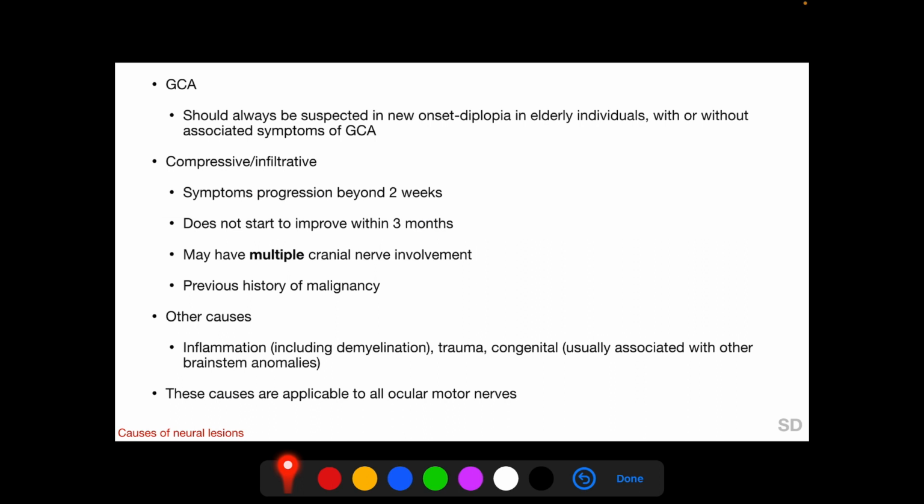In patients with compressive or infiltrative lesion, there can be a previous history of malignancy. The other causes of infranuclear disorders of eye movement include inflammation such as demyelination, trauma, and a congenital lesion. A congenital lesion is usually associated with other brainstem anomalies. All the causes of infranuclear disorders of eye movement can occur with any of the ocular motor nerves.